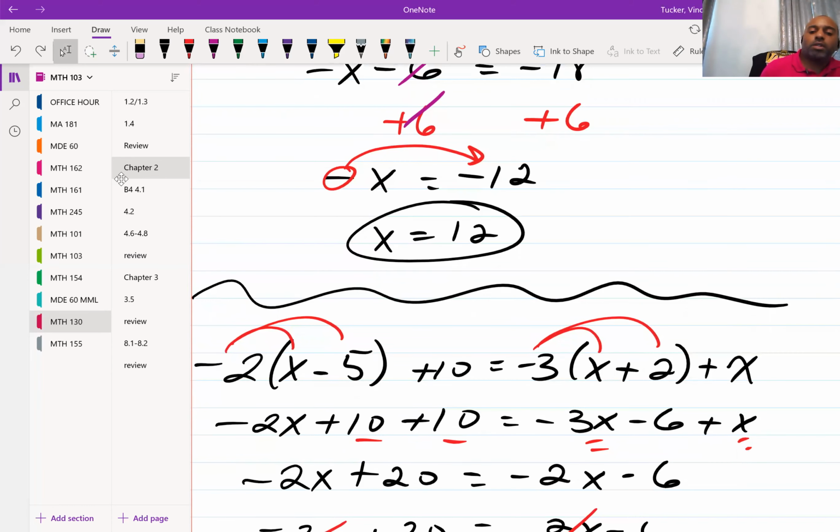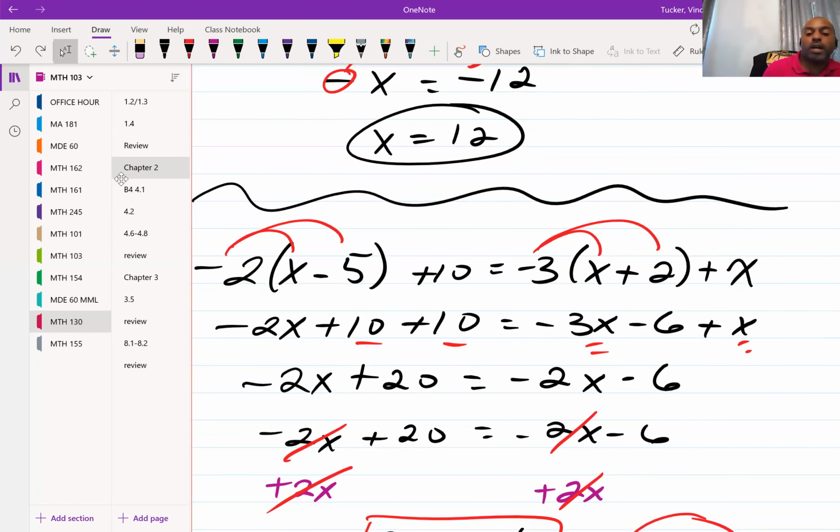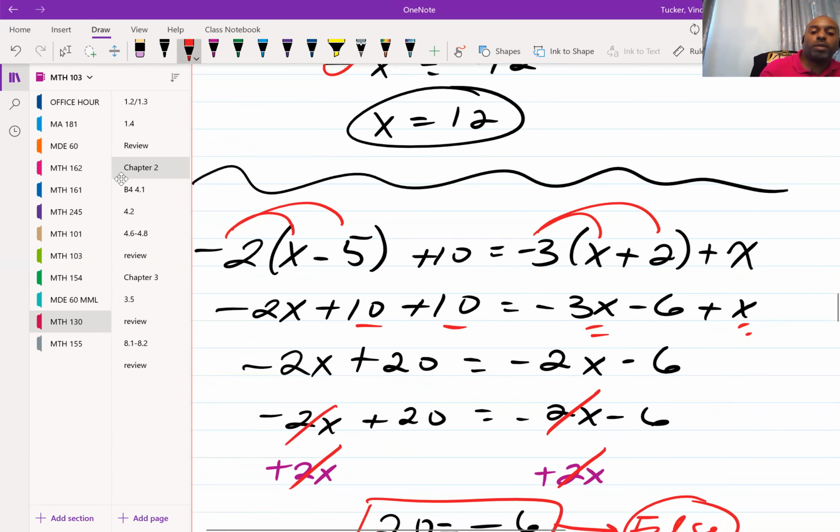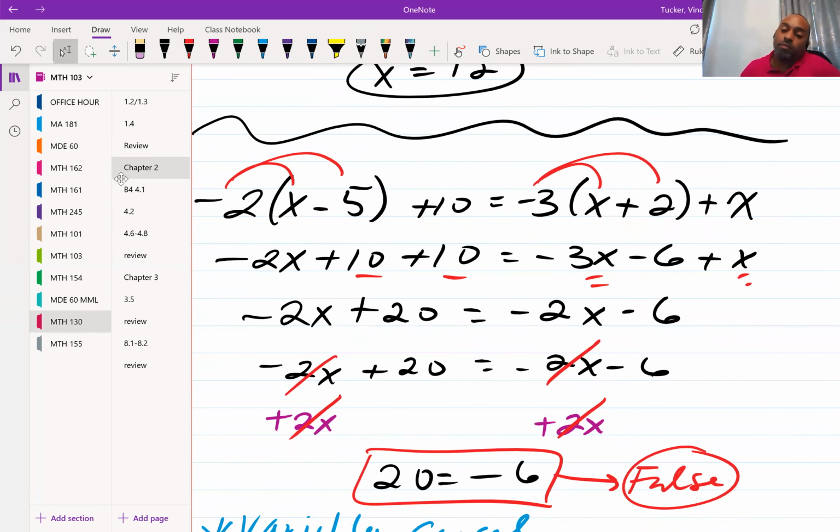All right. So we need to get all of our terms with x on one side, all of our terms without x on the other. So we're going to add 2x to both sides. Here we have to be careful. What often happens is we add 2x to both sides, and the side that we want to cancel, we let that cancel. But then over here, for some reason, we will write x equal x plus 20. But if negative 2x and positive 2x cancel on the right, then negative 2x and positive 2x should cancel on the left as well. So really what you should be left with is 20 equal to negative 6.